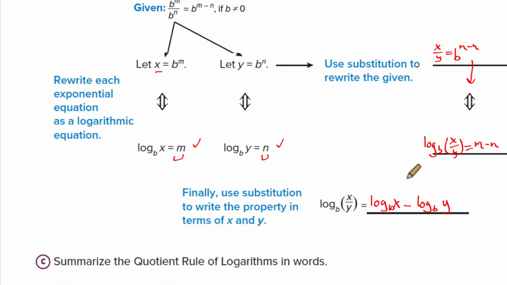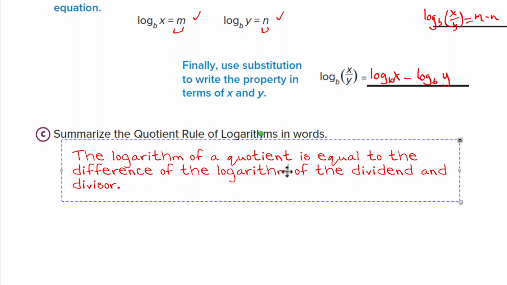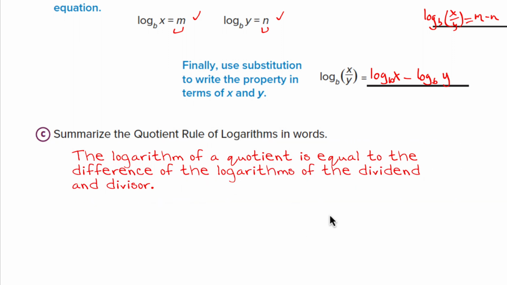How am I going to write that out in words? Here's what I came up with. The logarithm of a quotient, which means divide, right, is equal to the difference of the logarithms, of the dividend and divisor. By the way, those are the fancy words for what you start with and what you divide by. Right? Easy enough.